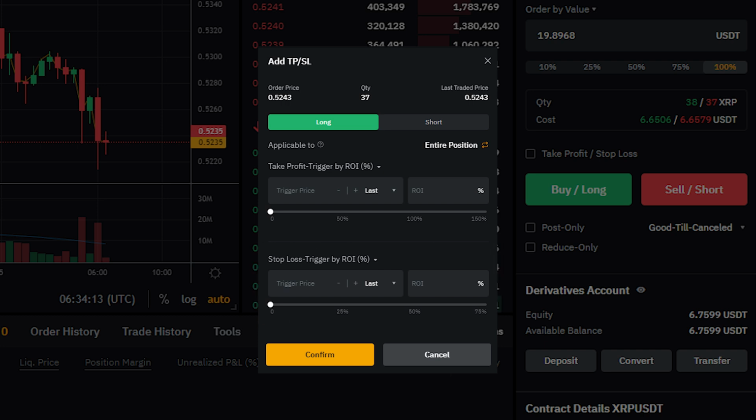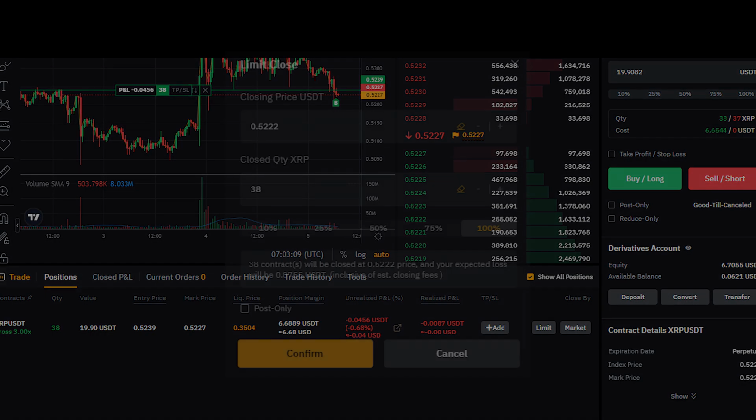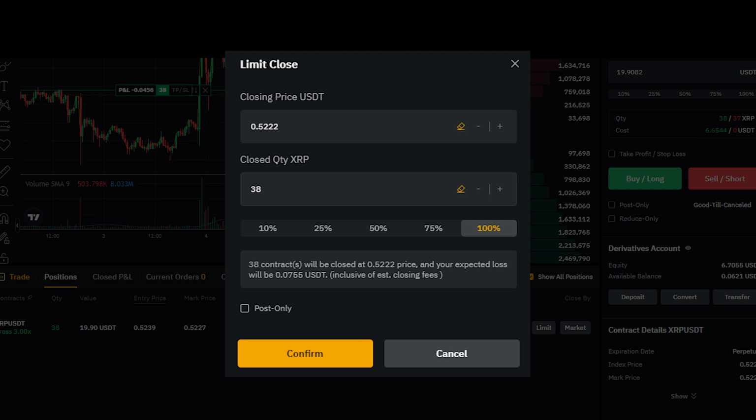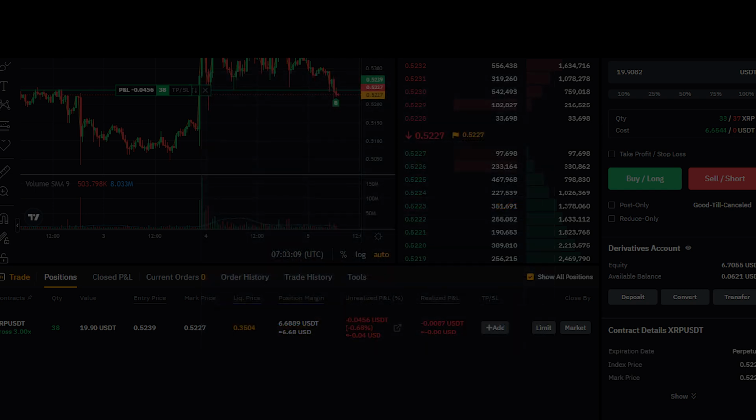To close a futures position, go to the bottom of the futures trading screen and click on Close by Market or Close by Limit. This will allow you to close your position using either a limit or market order. If you choose Limit, a new window will appear where you can set the price and amount. And once confirmed, the trade will be closed when it reaches that price. If you choose Market, you only need to set the quantity and confirm to close at the market price.